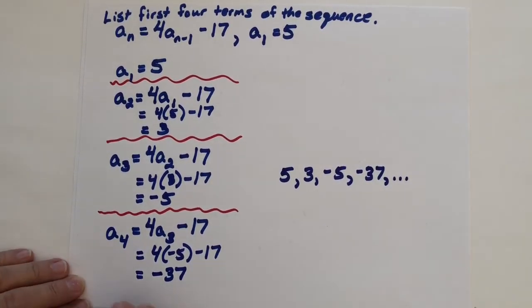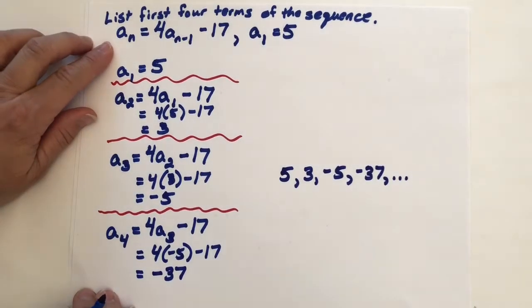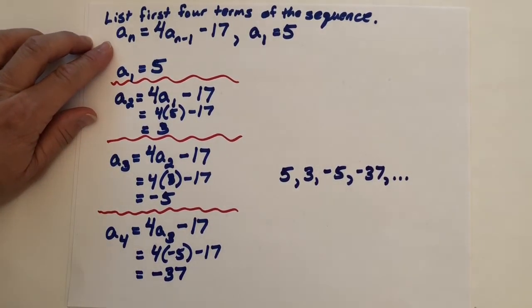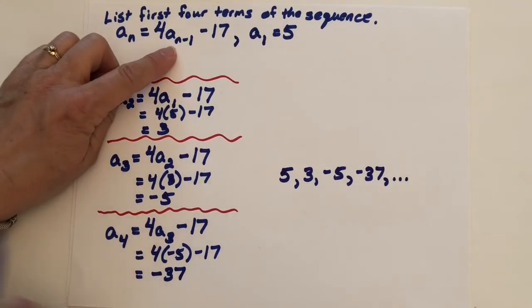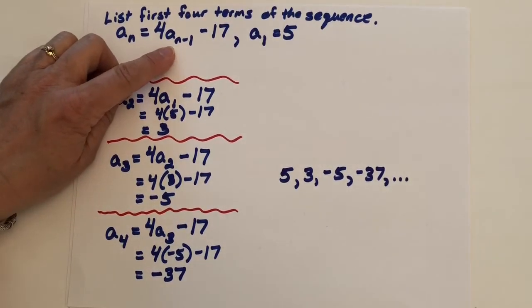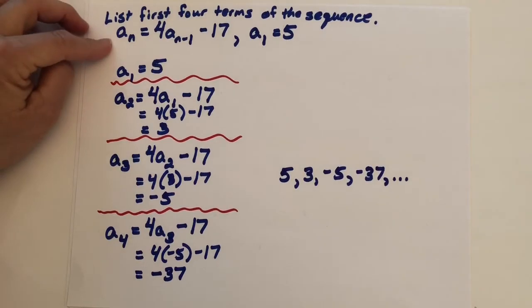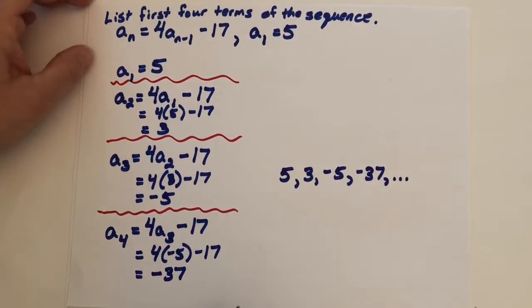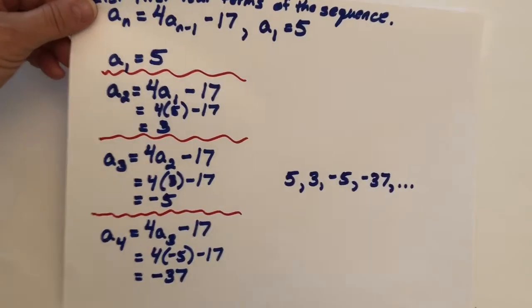Notice for this recursive formula, because finding the value of a term depends on the one prior to it, if I asked for the 100th term, we couldn't get there directly because we would need the 99th term. And to get the 99th term, we would need the 98th term, and so on. Let's look at another recursive formula.